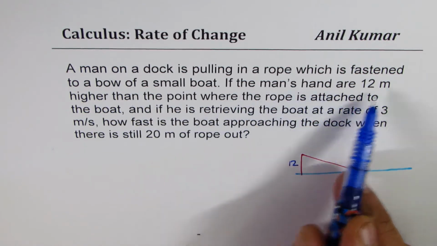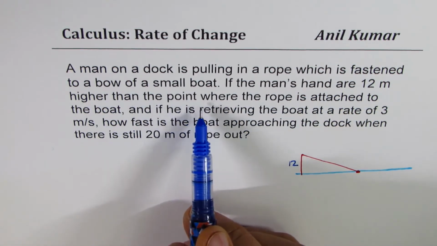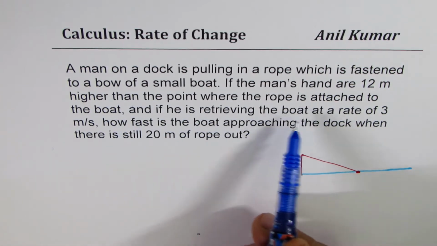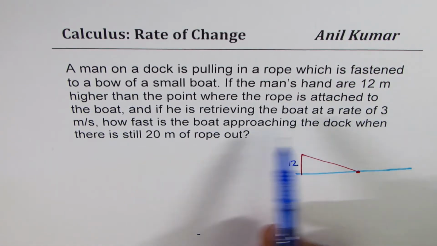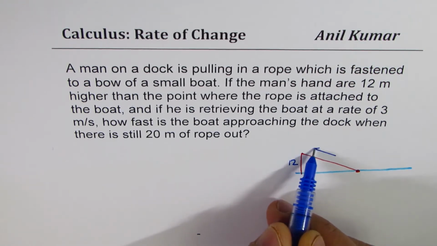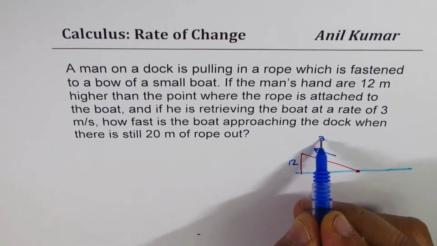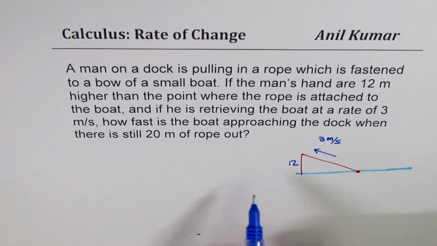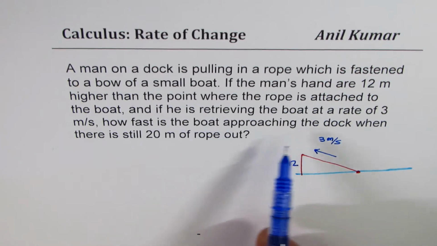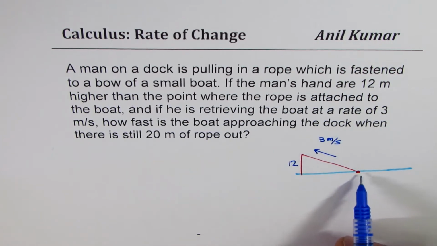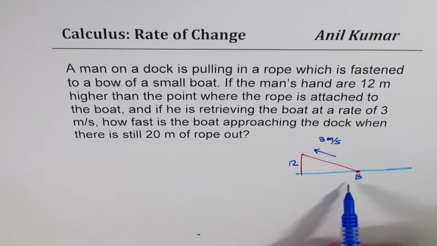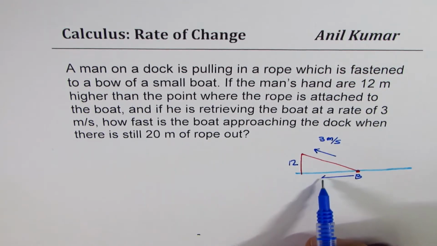If the man's hand is 12 meters higher than the point where the rope is attached to the boat, and if he is retrieving the boat at a rate of 3 meters per second, that means this direction is at the rate of 3 meters per second. How fast is the boat approaching the dock? Let's say now this is the boat, right? Let's call this point B. How fast is this boat approaching the dock?